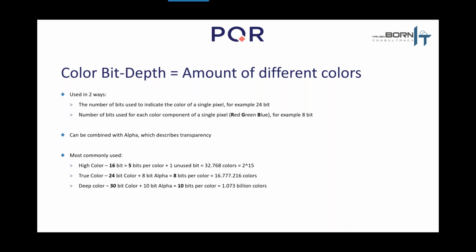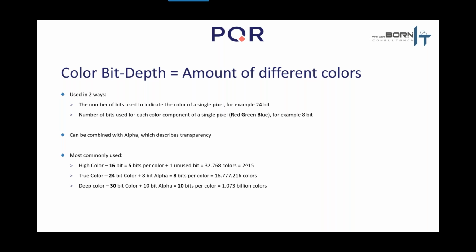So in computer environments, the amount of color is the color bit depth. So it's the amount of different colors. And it can be used in two different ways. So one is the number of bits used to indicate the color of a single pixel, for example, 24-bit. Or it can be used for each color component itself, so the amount of red, green, and blue, for example, 8-bit. And it can be combined with alpha, which describes transparency.